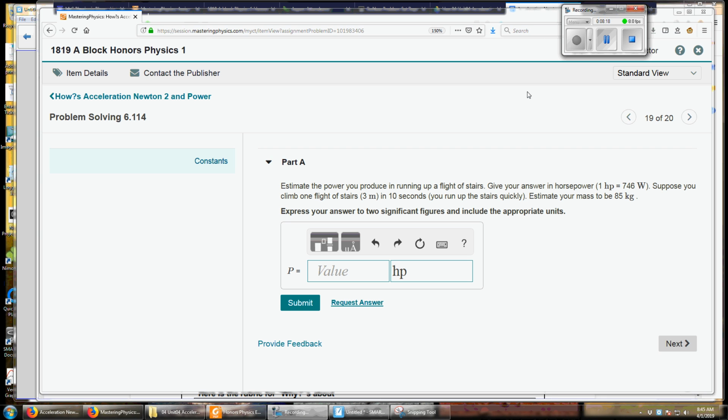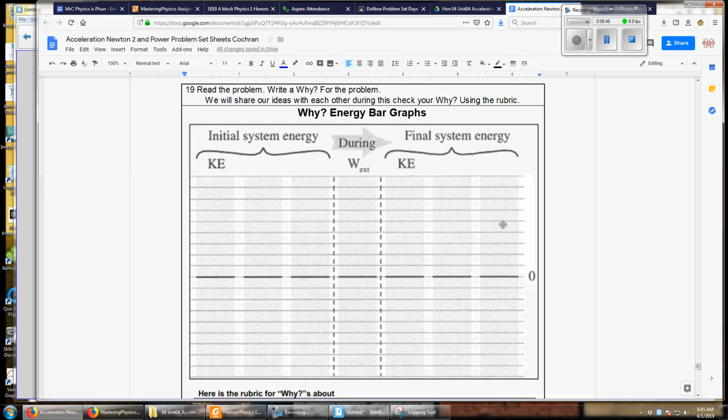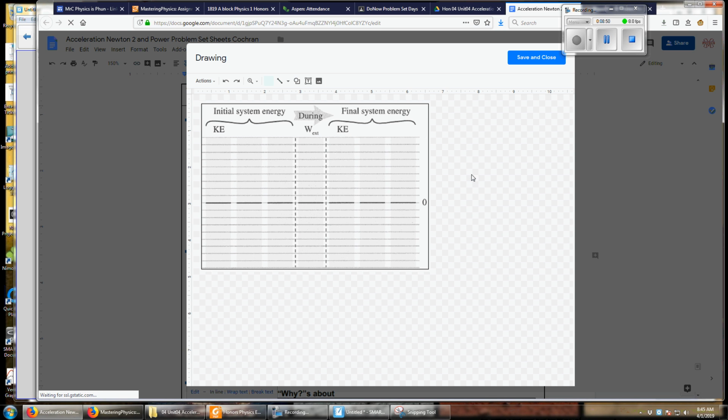All right, so 19. Oh, this is the lab that you guys did, right? The mini lab? Power up the stairs? And they want the answer in horsepower. So, our Y for this one is an energy bar graph, just like it'll be on that test for Friday.